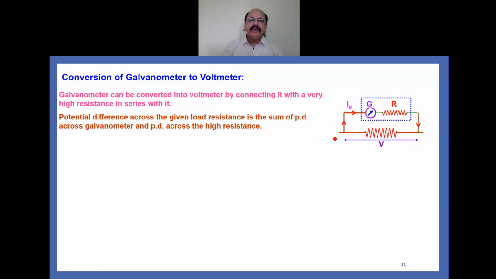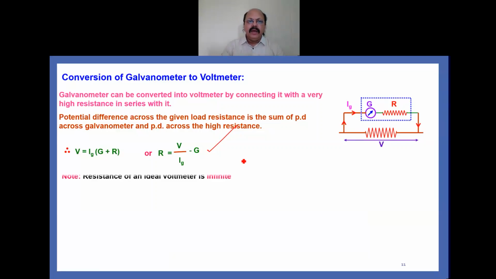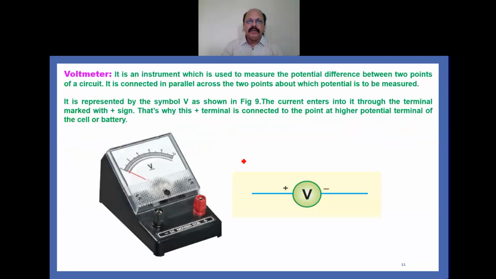So what will we get? V equals Ig (G plus R). G plus R is the effective resistance of the voltmeter. And then R equals V upon Ig minus G. So this much resistance we require to connect in series with the galvanometer to convert it into a voltmeter. Now similarly here, the resistance of an ideal voltmeter is infinite. So you just remember it.